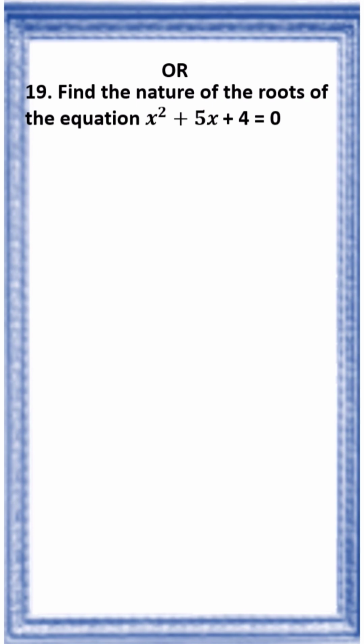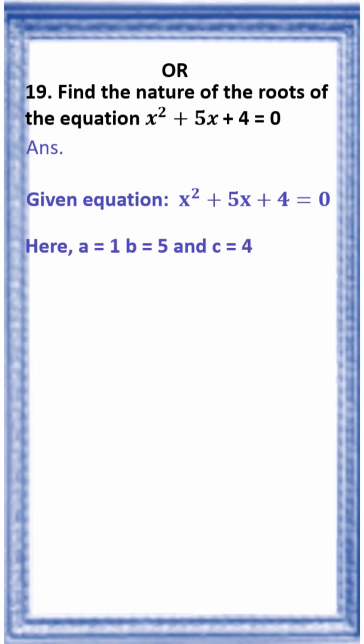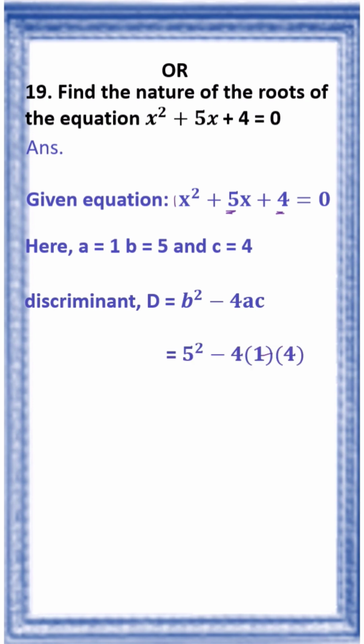Or find the nature of the roots of the equation x square plus 5x plus 4 is equal to 0. Now the given equation is x square plus 5x plus 4, that is equal to 0. Here a is equal to 1, no coefficient, means this is 1. B is equal to 5, C is equal to 4. Discriminant D is equal to B square minus 4AC, because the nature of the roots of the quadratic equation depends on the discriminant. Now let us substitute the values.